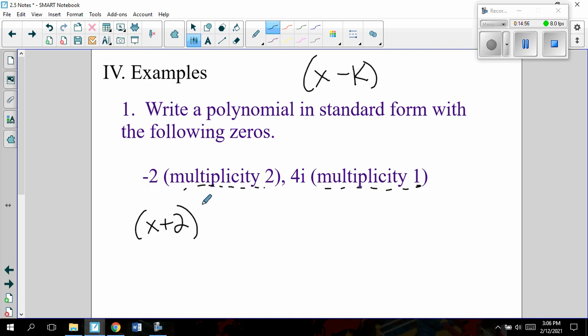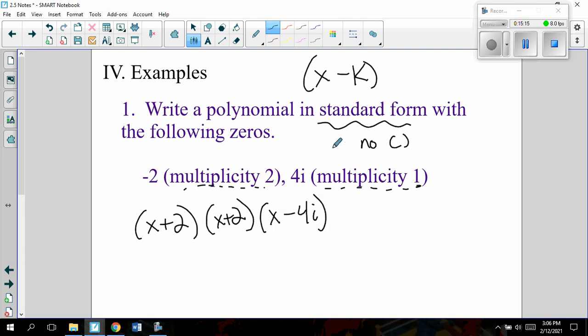And so because it wants me to write it in standard form, I'm going to write it as another one because I know I'm going to have to multiply out. So standard form basically means there's no parentheses. So everything's going to have to be multiplied out. Okay, my second 0 is that 4i, so I'm going to have x minus 4i as well.